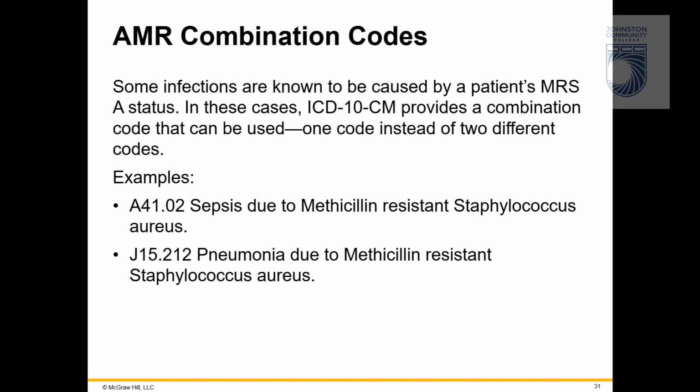AMR combination codes. Some infections are known to be caused by a patient's MRSA status. In these cases, ICD-10-CM provides a combination code that can be used, one code instead of two different codes. Examples: A41.02, sepsis due to methicillin-resistant Staphylococcus aureus. J15.212, pneumonia due to methicillin-resistant Staphylococcus aureus.